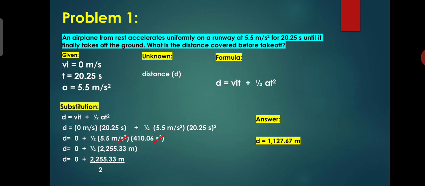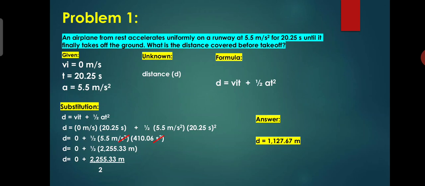Okay? Next, the next thing that you need to do is to multiply 410.06 seconds squared by 5.5 meter per second squared. Okay, ang una natin gawin is i-cancel out natin yung magkakaparehong unit. So, we canceled out second squared. So, ang natirang unit is meter. Next, the answer is 2,255.33 meters.